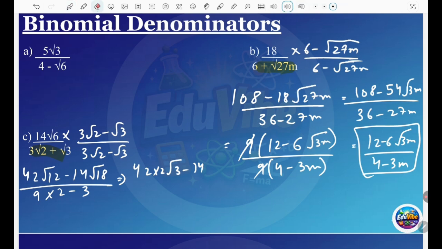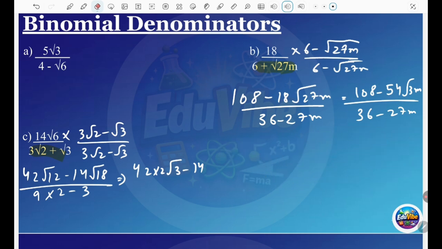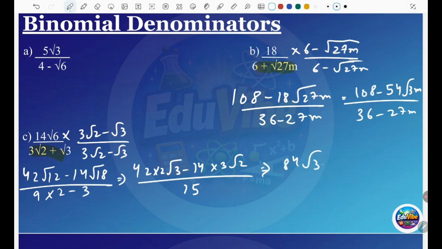Again I erase this because you can write this if you pause the video and write all the things, and I want some space. Okay, so minus 14 into 3 into 2, you're going to divide this. So 9 into 2 minus 3, you get 15. Again you can do this further. So 84 root 3 minus 42 root 2 divided by 15.